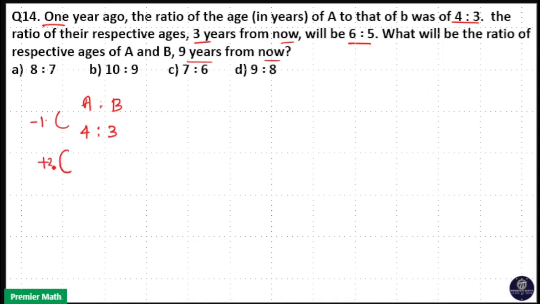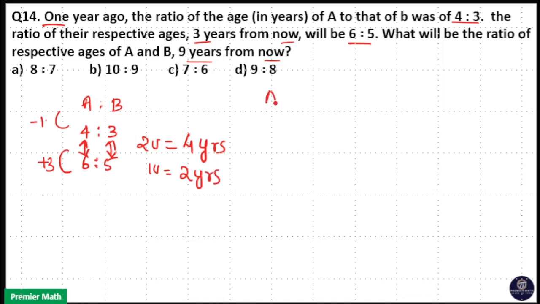After 3 years from present, their ratio of ages will be 6:5. Here, you can see the difference between 4 and 6 and 3 and 5 is equal to 2 units. 2 units is equal to 4 years because 3 plus 1 years is equal to 4 years, because the gap between 4:3 and 6:5 is 1 year ago and 3 years after. That is 1 plus 3 years, that is 4 years. So 1 unit is equal to 2 years.